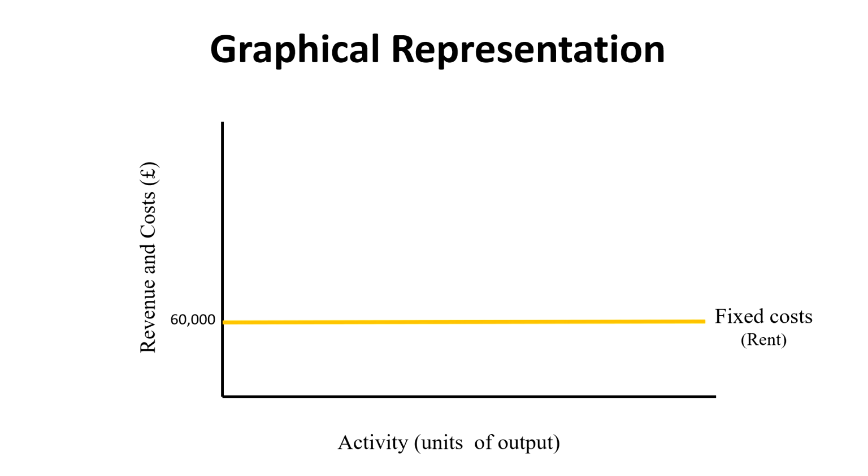So if we were to look at that graphically, the yellow line there illustrates that type of cost. So that line shows that whatever the activity level is, the cost is £60,000. So it's a horizontal line, it's a straight line. The cost doesn't go up or down as the activity level changes. It's constant or fixed, hence the term fixed cost.